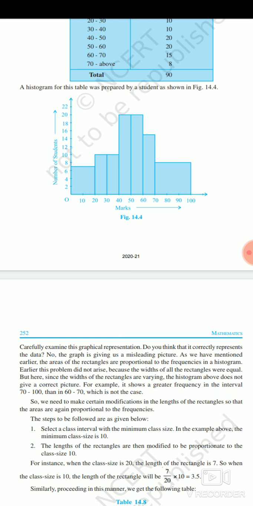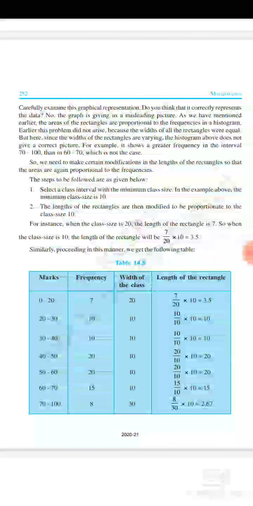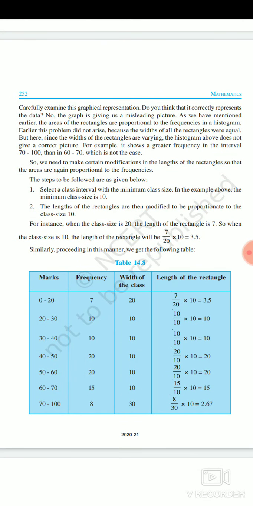So you are going to form a table first of all in a uniform manner. For 0 to 20, the gap is 20, so you are going to divide it into 0 to 10 and 10 to 20. The frequency is 7, the width of the class is 20, so that is 7 divided by 20 into the original length, which you are going to use as 10. So you are going to decide the class width. Here the class width is 10.